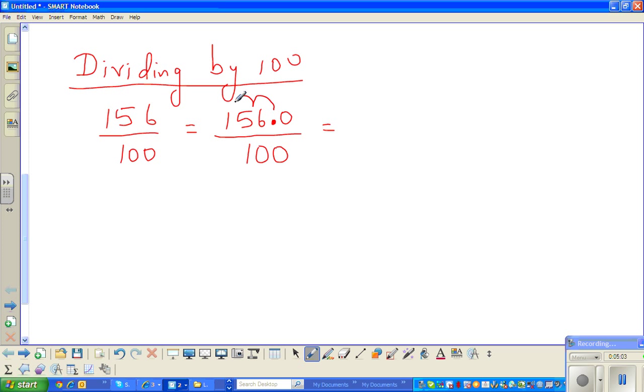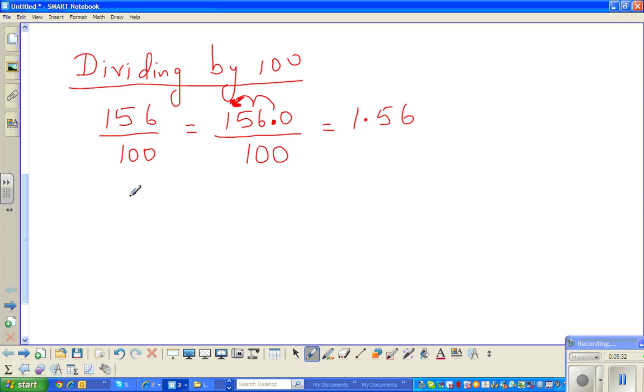In a way, it is mathematically not right. Actually, some people say that the decimal point doesn't move, and they are right. The decimal point doesn't move, the number moves. That's fine, but you're saying the same thing in two different ways. I like to explain it like this: the decimal point will move two places to the left. So this will become 1.56.